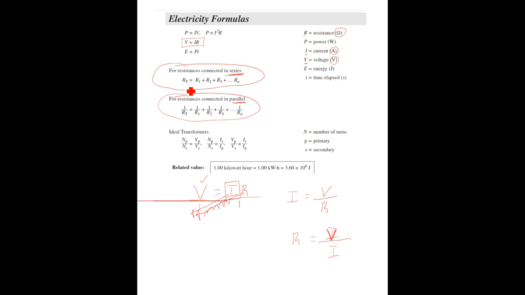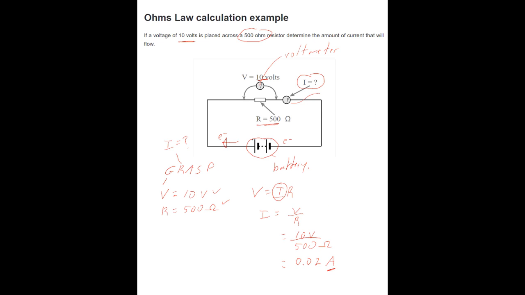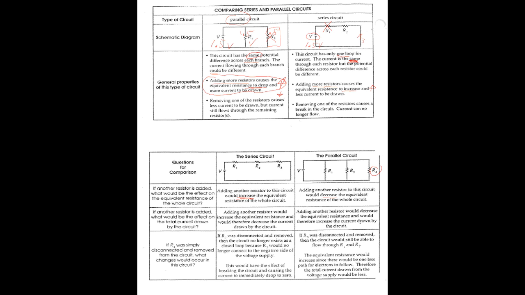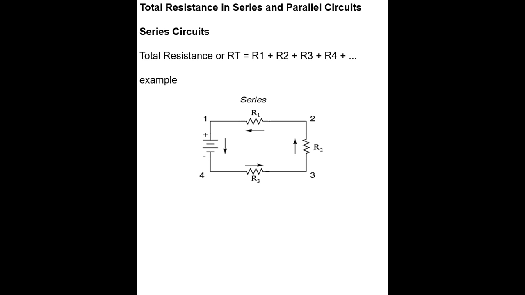RT is for the total resistance, and all of the R1, R2, R3, and so on, those are for all of the different resistors that you have. So for series, we simply add them up. For parallel, it's 1 over the resistance, we add them all up. And then at the end, we need to take the reciprocal in order to get the overall answer. The reciprocal button on your calculator is this one here. Okay, so let's take a look at a couple of calculations with that.